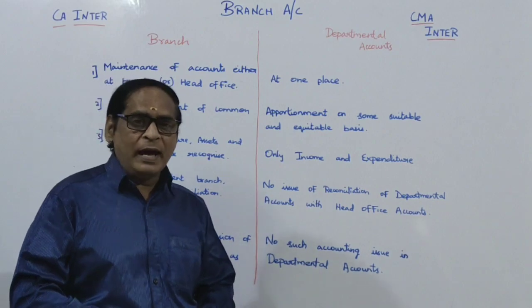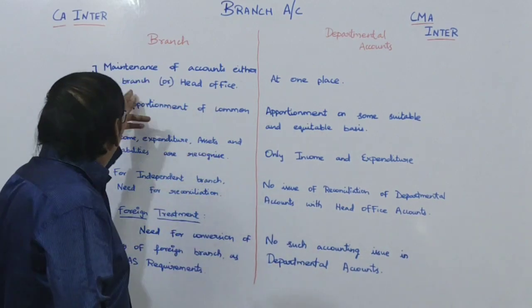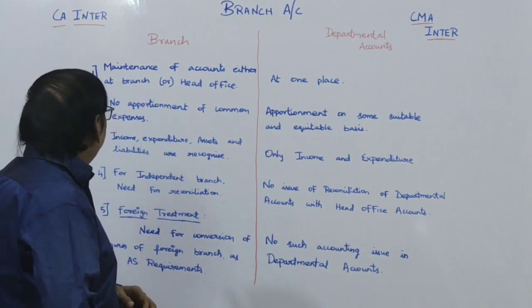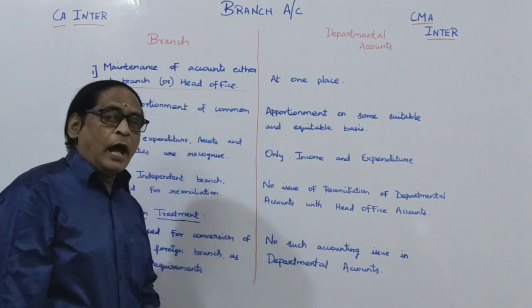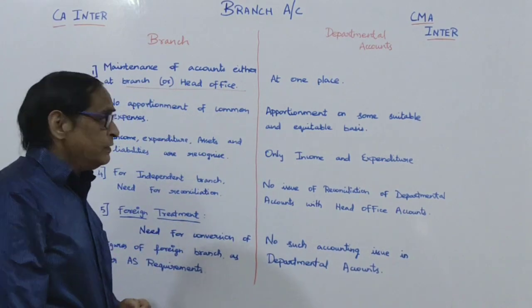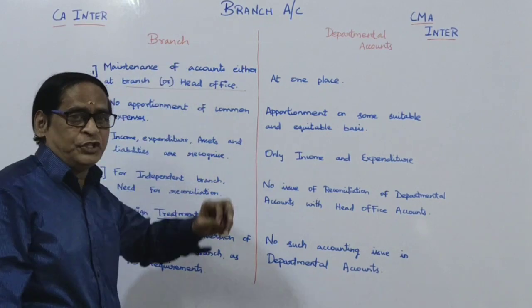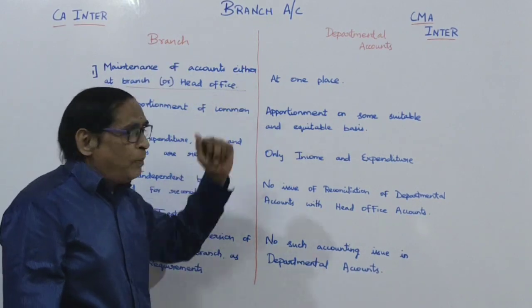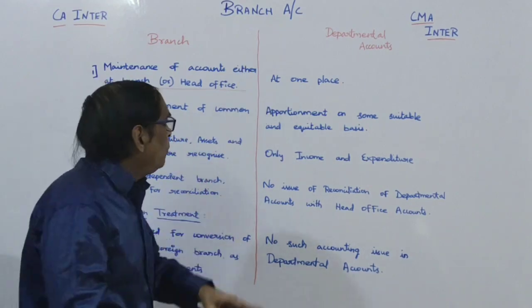First of all, you have to bear in mind. The first difference is maintenance of accounts either at branch or head office. So account maintenance will be held either at branch or head office in the case of branch. But in departmental accounts, the accounts are to be maintained at only one place.